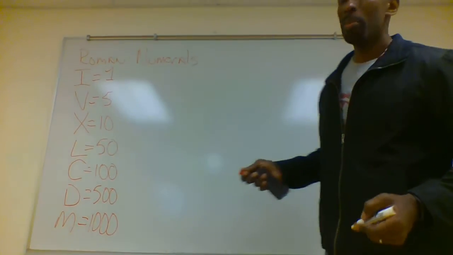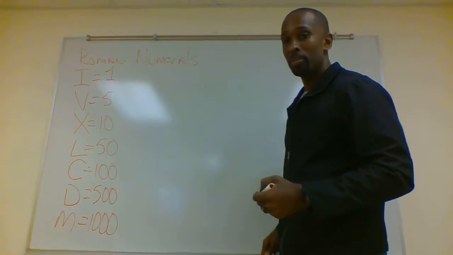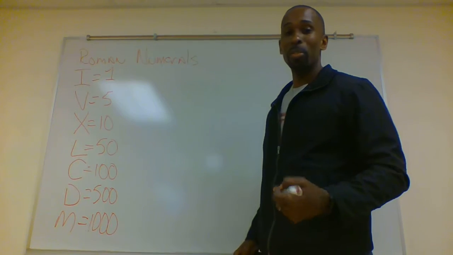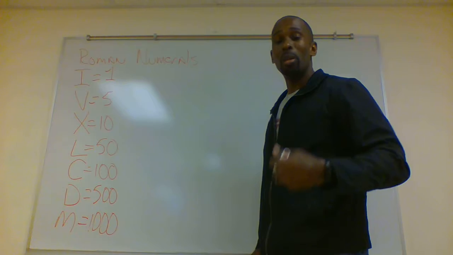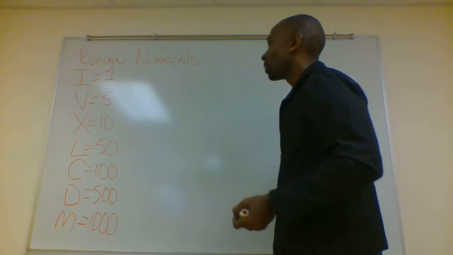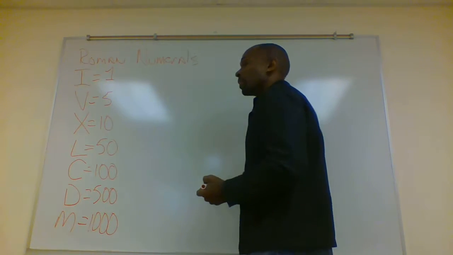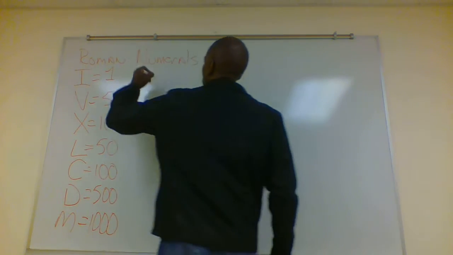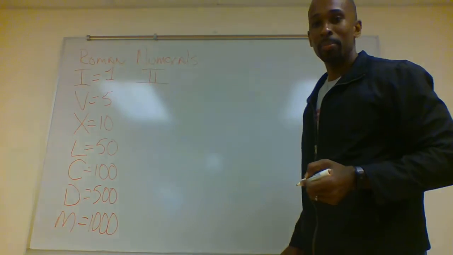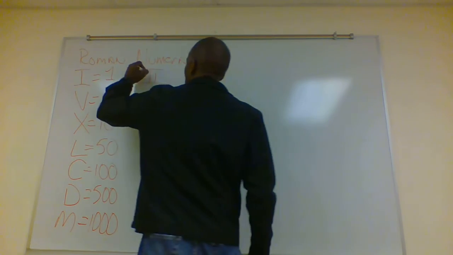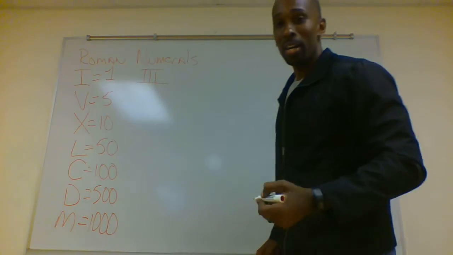So with these Roman numerals, let's do some counting, because the way you count in Roman numerals is not the same as the way you count using the base 10 system with the numbers 1, 2, 3, 4, and so on. So I is equal to 1. So the number 2 is II. The number 3 is III.